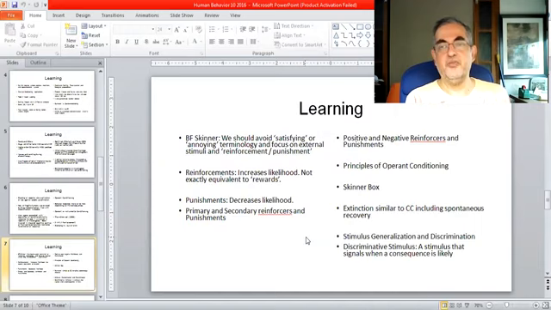So positive reinforcers are when you introduce something and that acts as a reinforcement. So you do something and I say, here's some ice cream. That's a positive reinforcer because I've introduced something positive and it's a reinforcer. Ice cream is good food, positive.